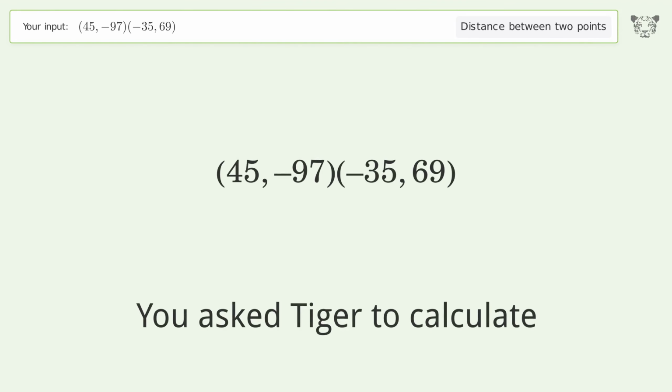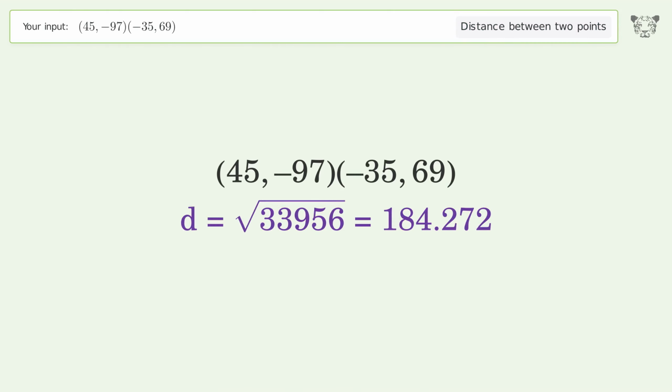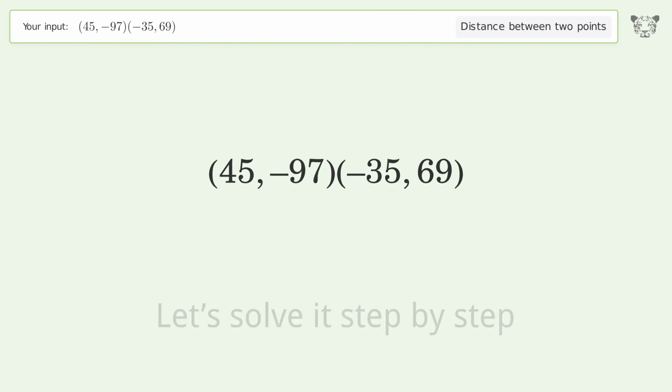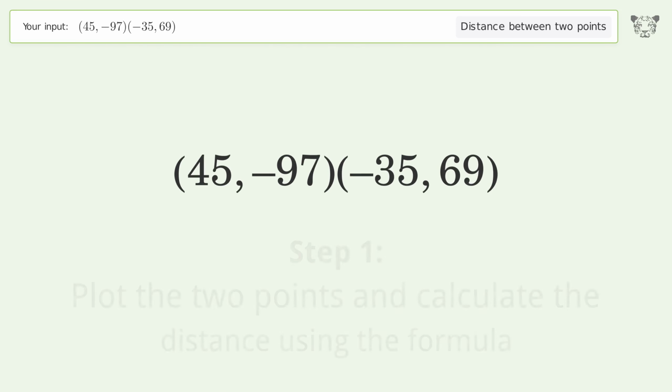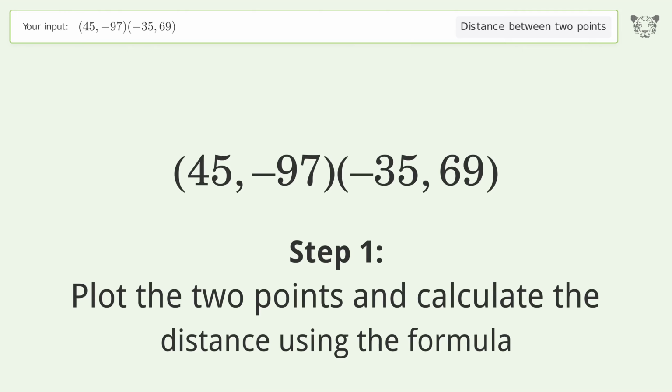You ask Tiger to calculate. This deals with the distance between 2 points. The distance between the 2 points is the square root of 33,956 or 184.272. Let's solve it step by step. Plot the 2 points and calculate the distance using the formula.